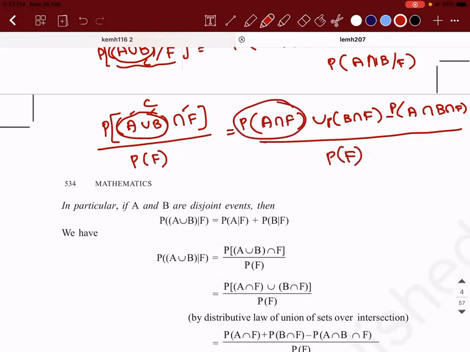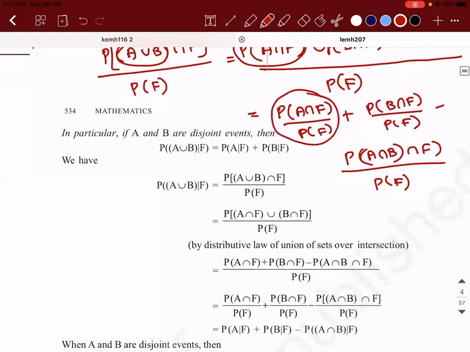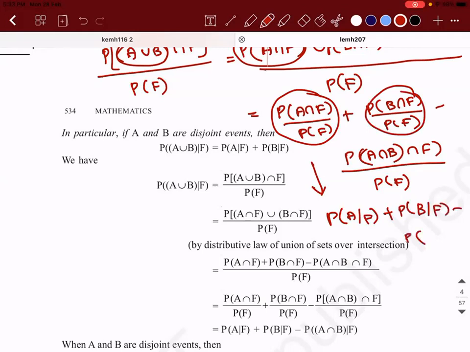Now tell me what is this thing? So probability of A intersection F divided by probability of F. Union means I can put a plus, right? Probability of B intersection F divided by probability of F minus probability of A intersection B intersection F, the whole divided by P of F. Now tell me guys, what is this? According to conditional probability, I can write it as probability of A given F plus probability of B given F minus probability of A intersection B given F. So this is going to be the formula.